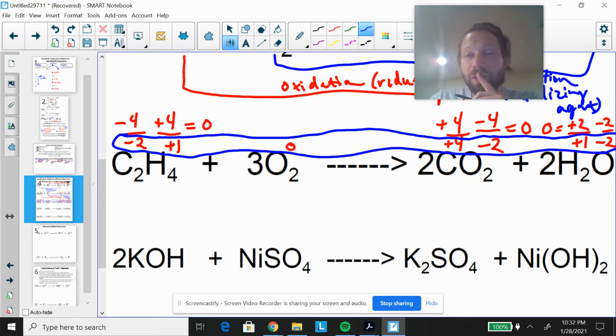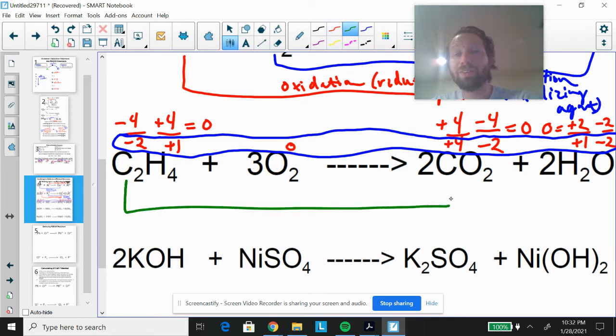So let's take a look. What changes, what doesn't change? First off, I notice that hydrogen doesn't change. +1, +1 doesn't change. So let's take a look at carbon. Carbon goes from -2 to +4. How does something get more positive?